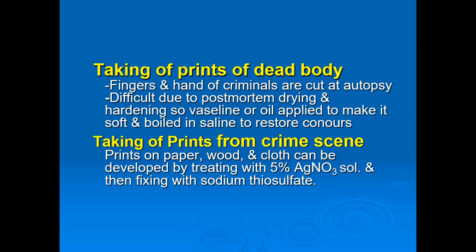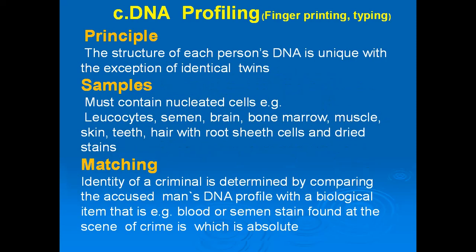Now how can we take prints from crime scenes? As I told you before, prints on paper, wood and cloth can be developed by treating with 5% AgNO3 solution, silver nitrate solution, and then fixing with sodium thiosulfate. In that way those prints will be visible and developed. So that was about dactylography.